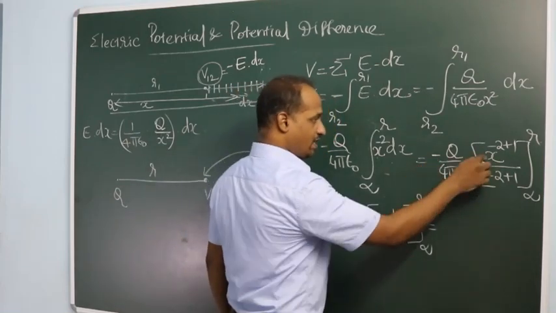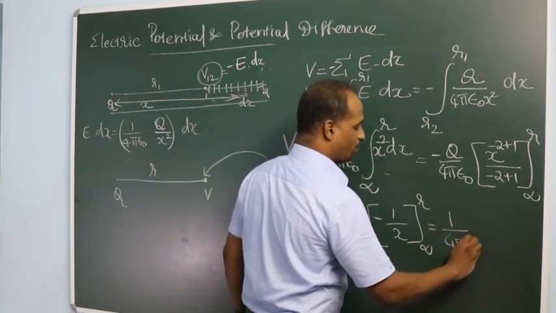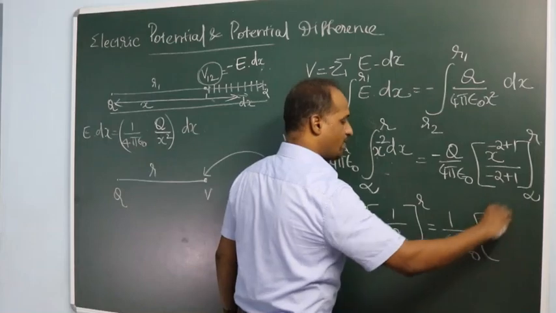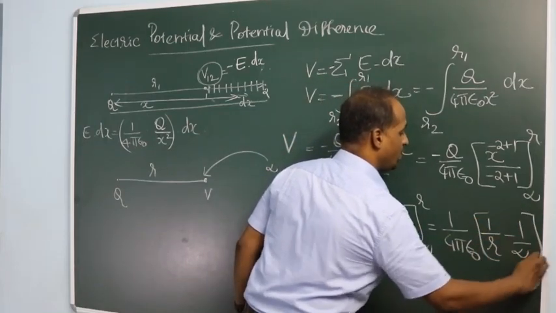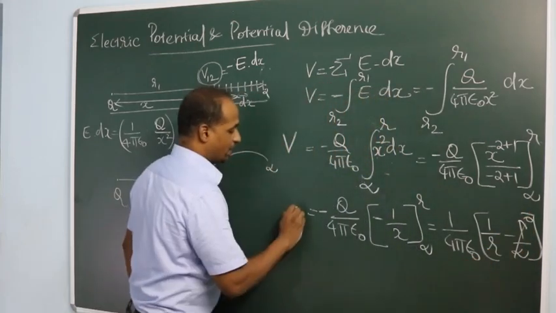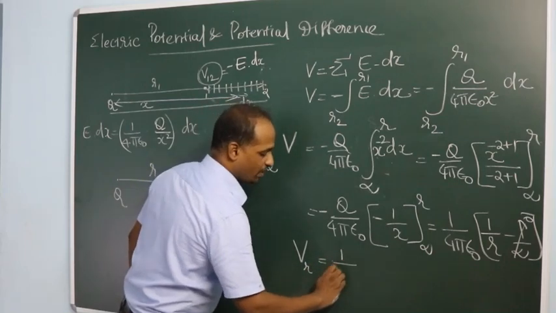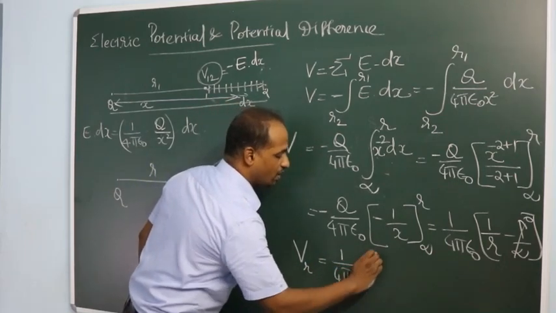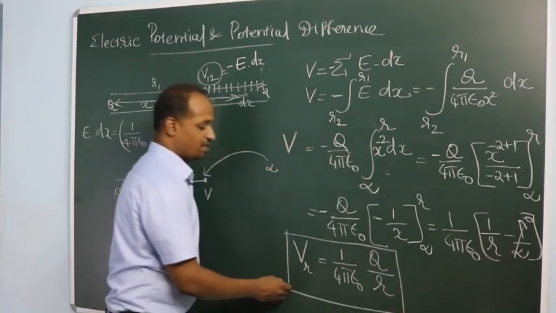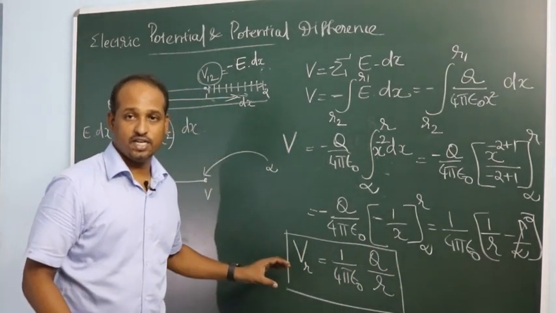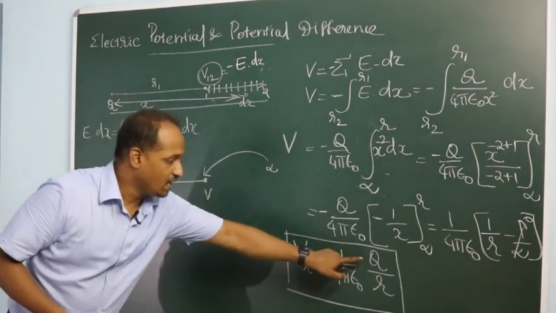So this negative sign, here is one minus, this minus into minus becomes plus, so it is 1 by 4 pi epsilon naught times 1 by r minus 1 by infinity. 1 by infinity becomes 0, so the expression for the potential at a point r is equal to 1 by 4 pi epsilon naught into q by r. This is the expression for electric potential at a point P at a distance r from the charge Q.